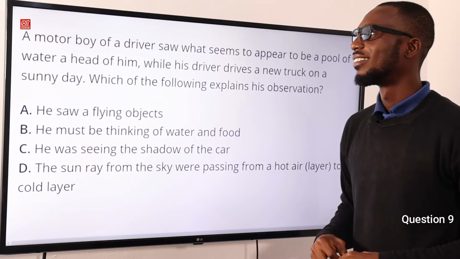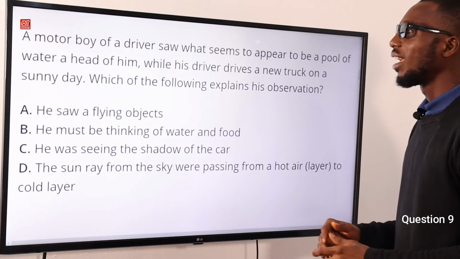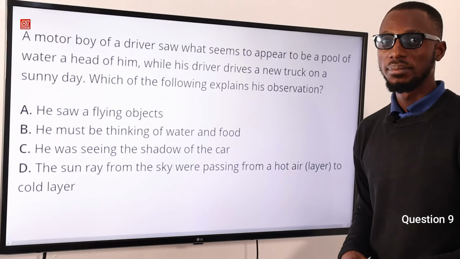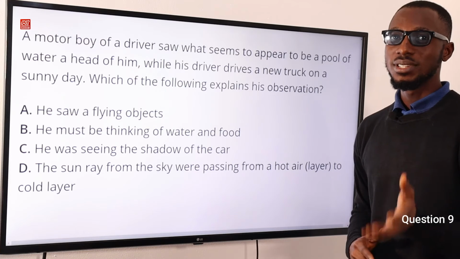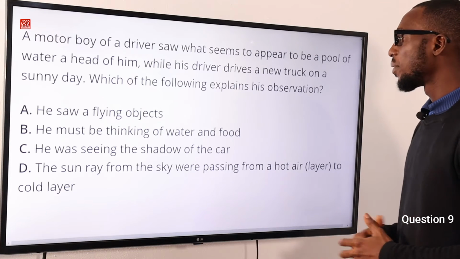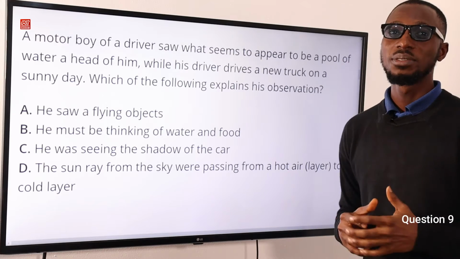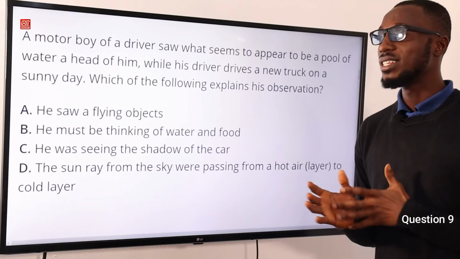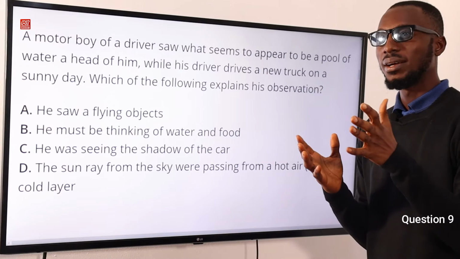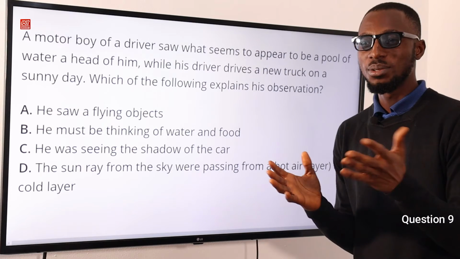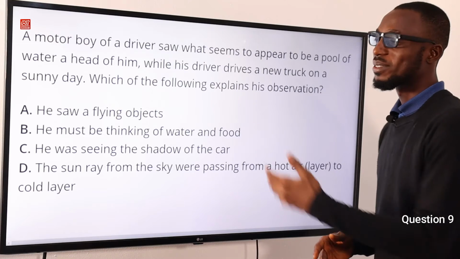Question 9. A motorboy of a driver saw what appeared to be a pool of water ahead of him, while driving a truck on a sunny day. Which of the following explains his observation? Okay, his observation is what we refer to as a mirage. A mirage is an optical phenomenon where you see what looks like water. It's an illusion of you seeing water on the road, especially on a sunny day.